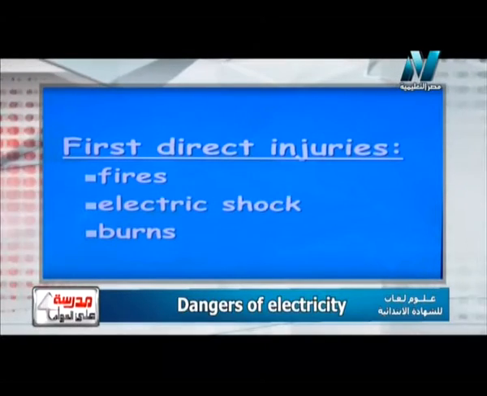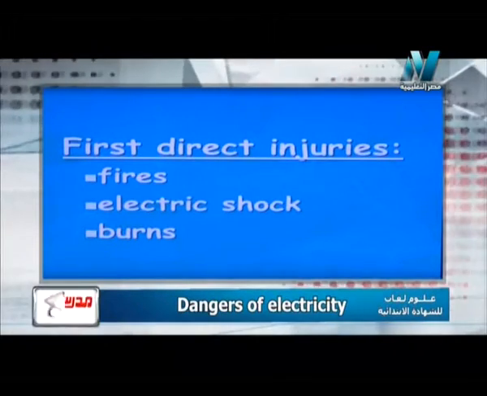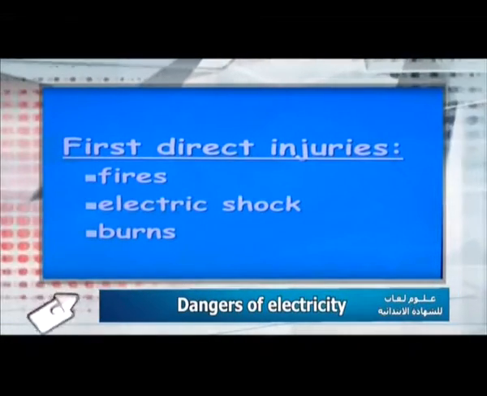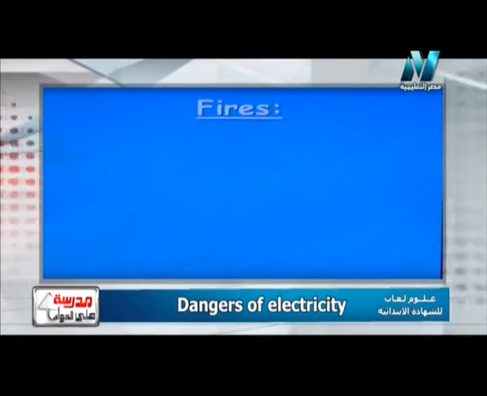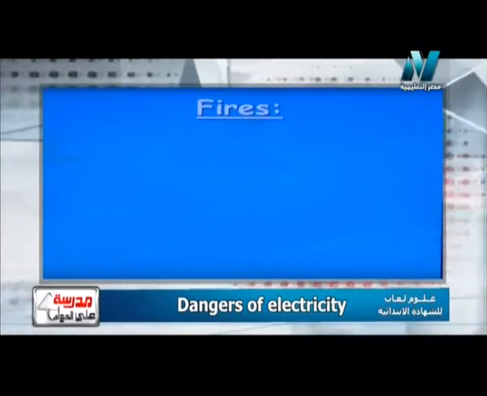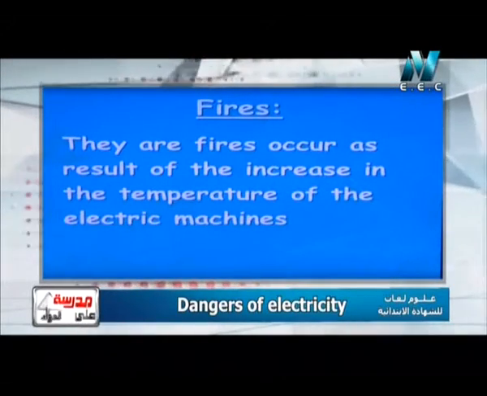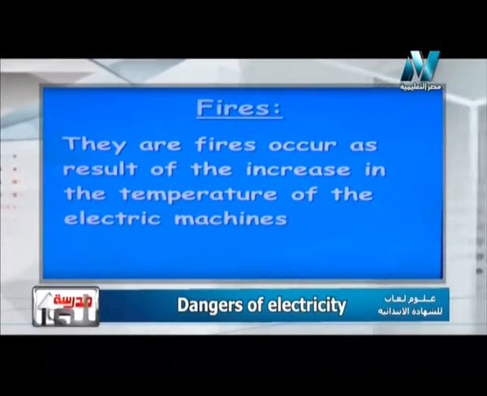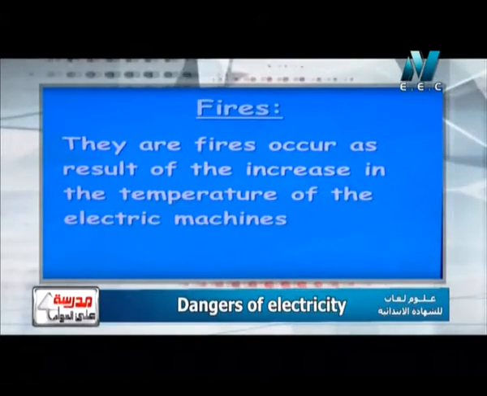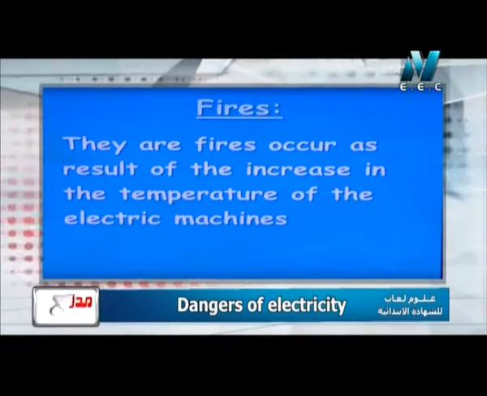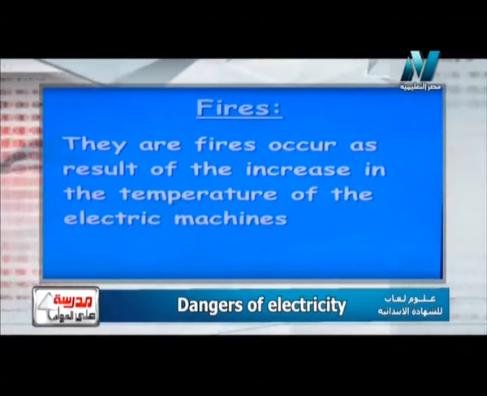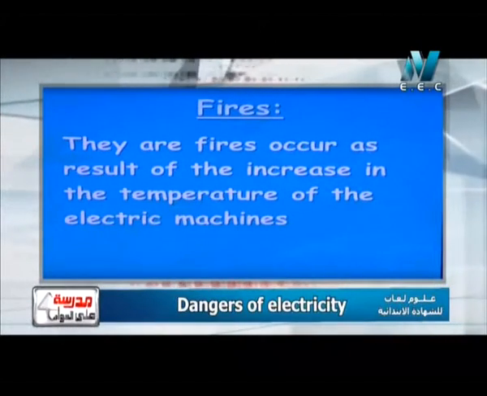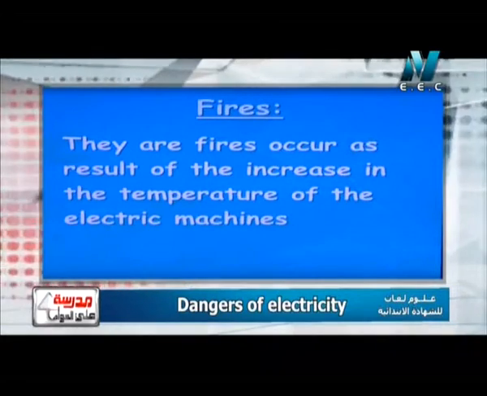Again, we have three types of direct injuries, which are fires, electric shock, and burns. Okay, so let's start with fires. What are fires? They are fires which occur as a result of the increase in the temperature of the electric machine, such as electric iron, electric heater, and so on.